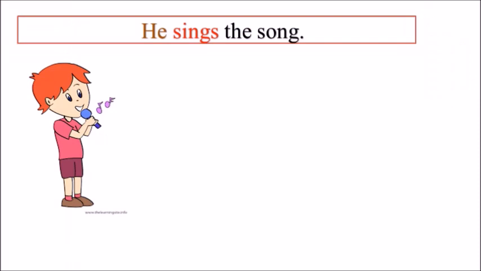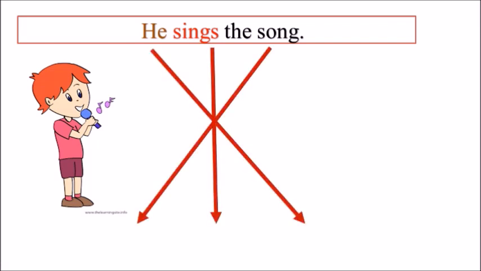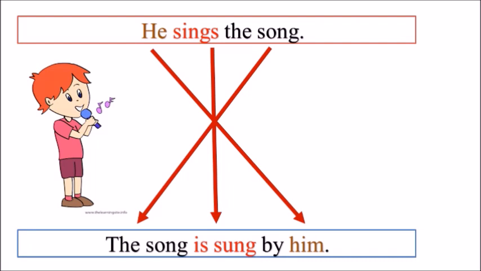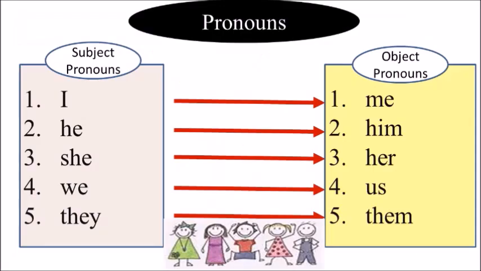Let's study another example. He sings the song. Turn it into passive form. Have you done it? The song is sung by him. The pronoun and the verb have changed. In the passive voice, the subject pronouns have changed into the objective pronouns.